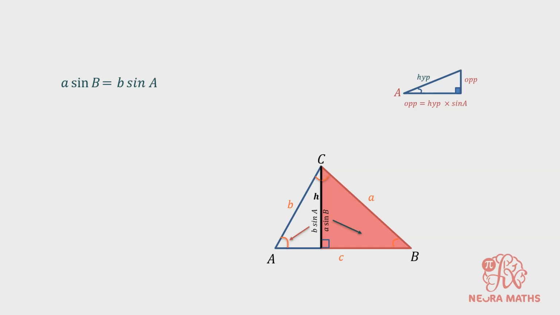These two equal products can be taken back to two equal ratios, or what is called a proportion, this way. We can say a over sine a is equal to b over sine b. Let's construct another height and see what we get.